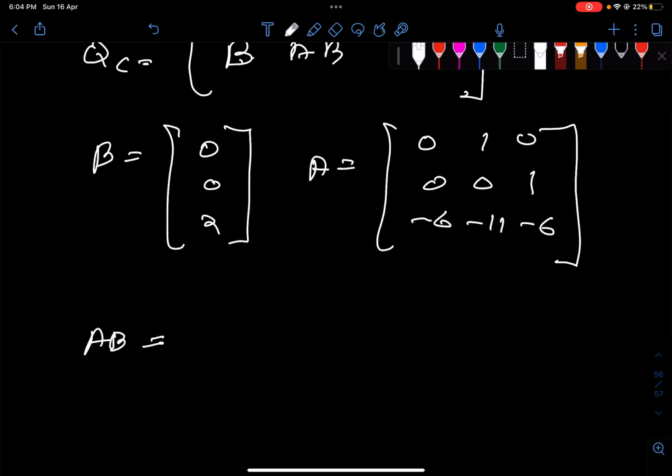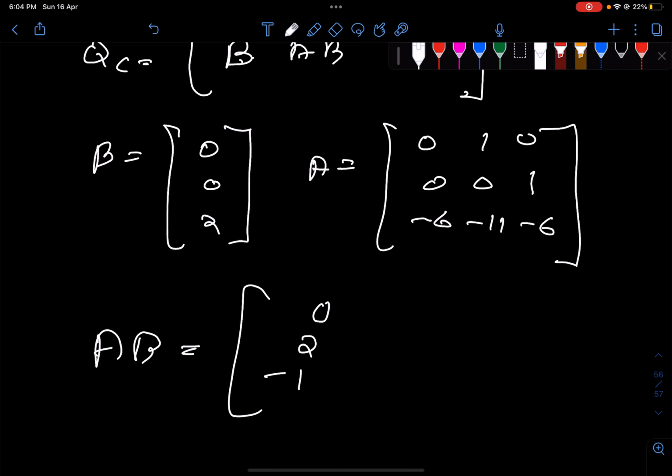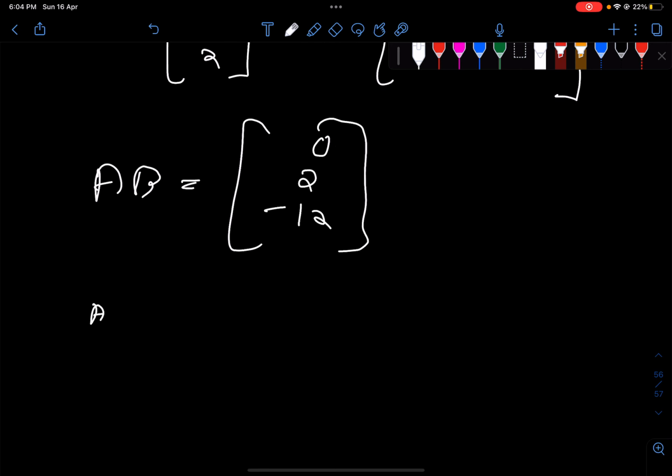Then using the options, the matrix calculation is there. There you declare matrix A multiplied by matrix B. What will AB be? 0, 2, minus 12, guys. And what is our A square B? Just by using the calculator you can find out, no issues. A square into B is 2, minus 12, 70.